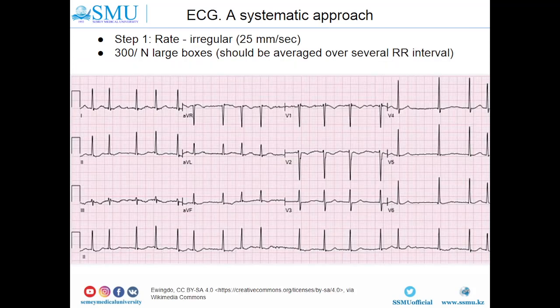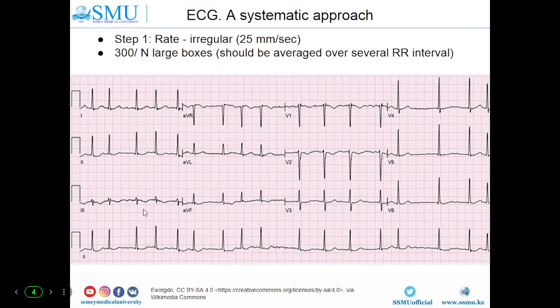Next, what will happen if we have an irregular heart rate? This ECG represents a typical atrial fibrillation rhythm. In this case, we can detect that the difference between the smallest RR and the longest RR is much more than 0.16 seconds. This one consists of 1, 2, 3, 4, 5, and this one only 2 large boxes. Hence, the difference between these two RR intervals is about three large boxes. It's much higher than four small boxes, so we are now having an irregular rhythm.